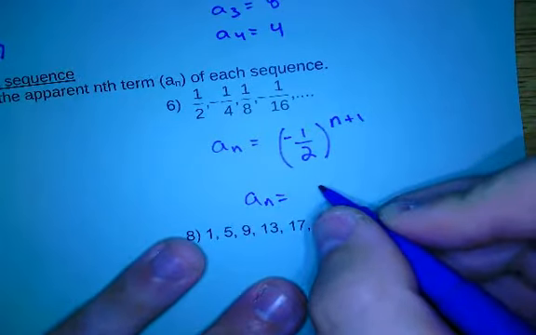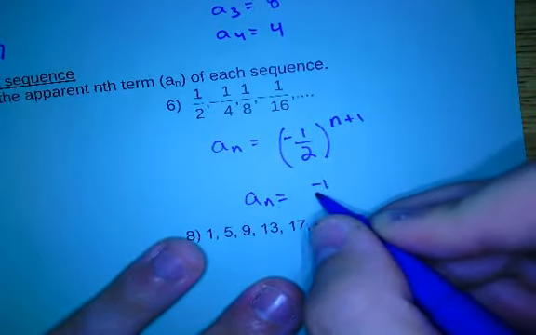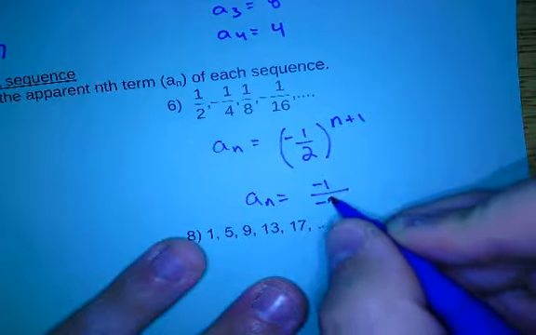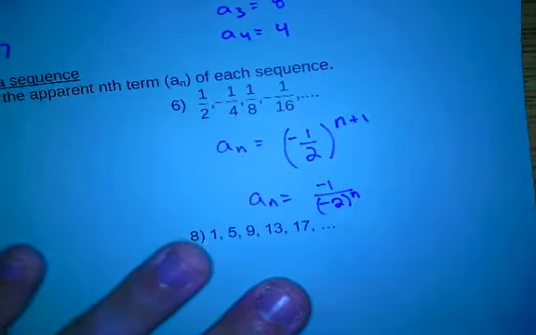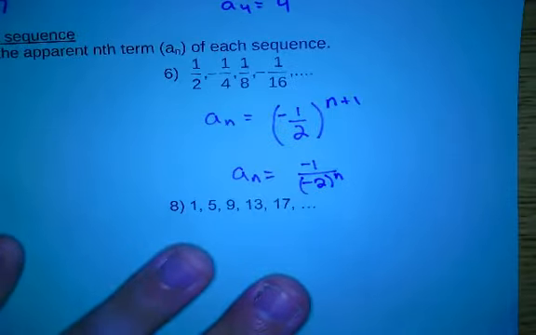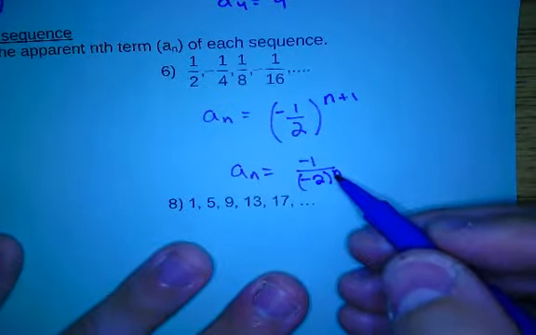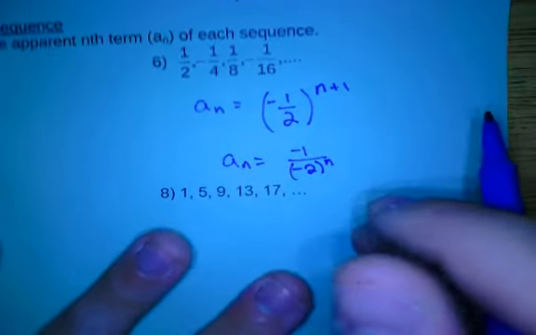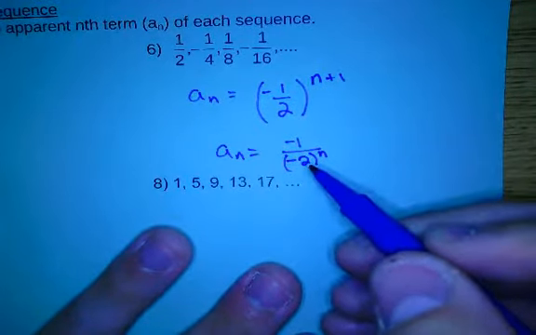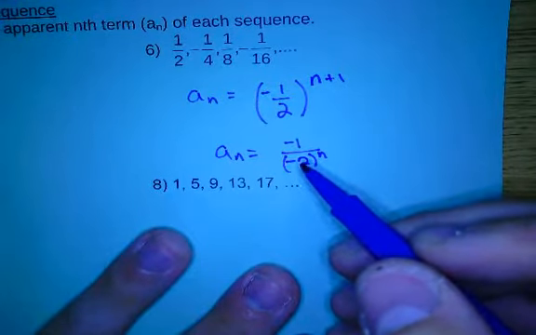I said an equals negative 1 over negative 2 to the n. And negative 2 is in parentheses, so the n is the whole. So at 1, you would get negative over negative, which is positive. At 2, I like this one.